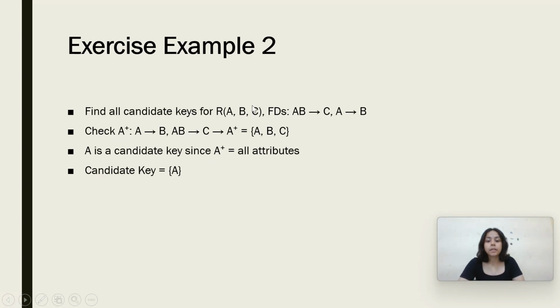Now AB can also be an eligible key, but we have already found that A is the candidate key, so AB will be a super key instead of a candidate key, as we only take the minimal subset of attributes as a candidate key.